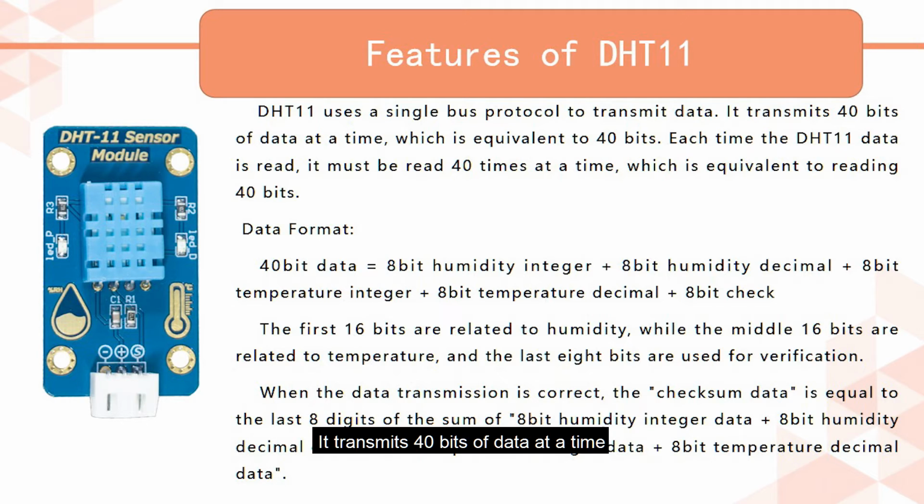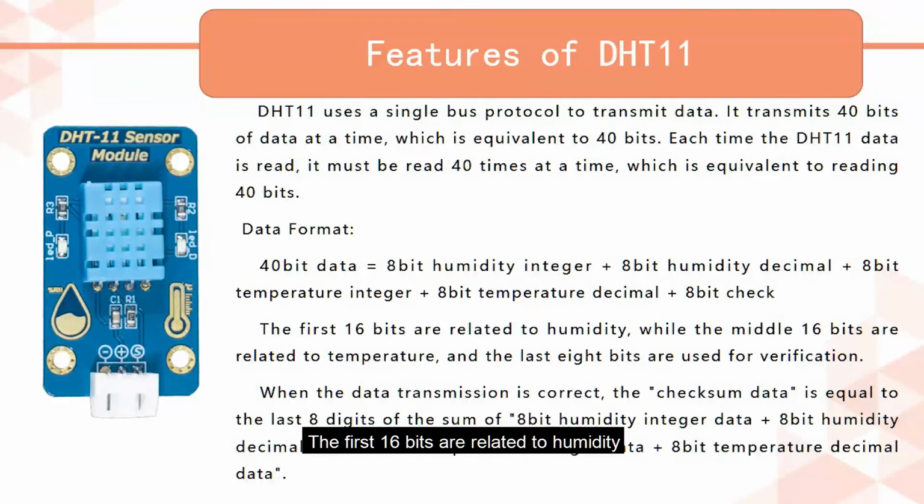It transmits 40 bits of data at a time. Each time the DHT-11 data is read, it must be read 40 times, which is equivalent to reading 40 bits. Data format: 40-bit data equals 8-bit humidity integer plus 8-bit humidity decimal plus 8-bit temperature integer plus 8-bit temperature decimal plus 8-bit check.